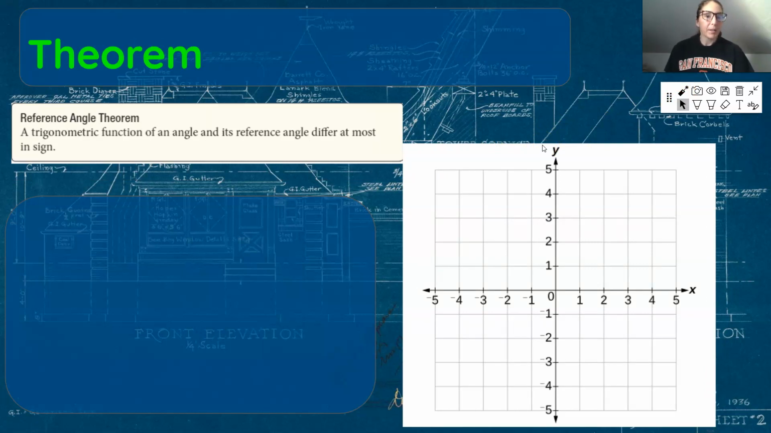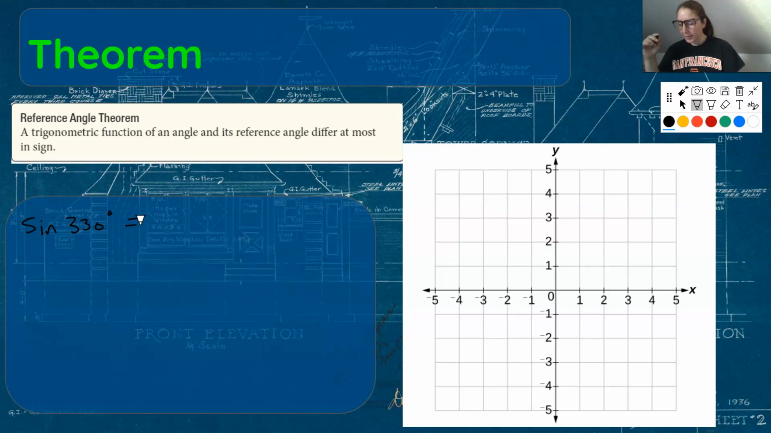There is a theorem: a trigonometric function of an angle and its reference angle differ at most in sign. So how does that help us? Well, suppose I wanted to take the sine of 330 degrees. How would I know what that is exactly? I could plug it into a calculator, but what if it's one of those square roots and I don't get a nice number and I really want to answer this exactly? Or what if I've lost my calculator? So sine of 330, we're going to use the reference angle to solve this. So 330, 0, 90, 180, 270, so 330 is over here.